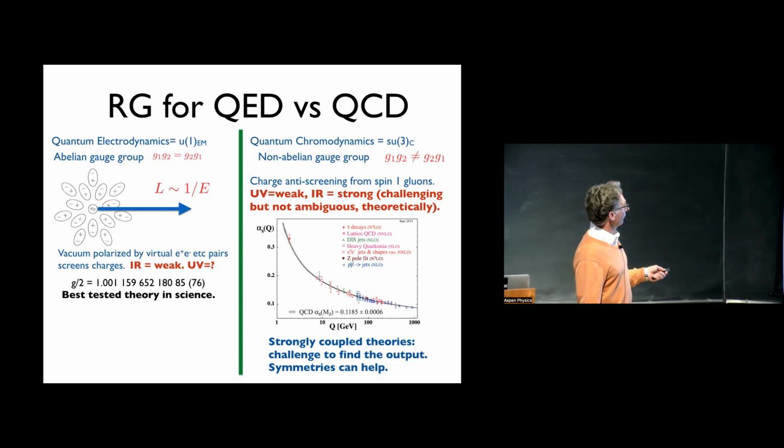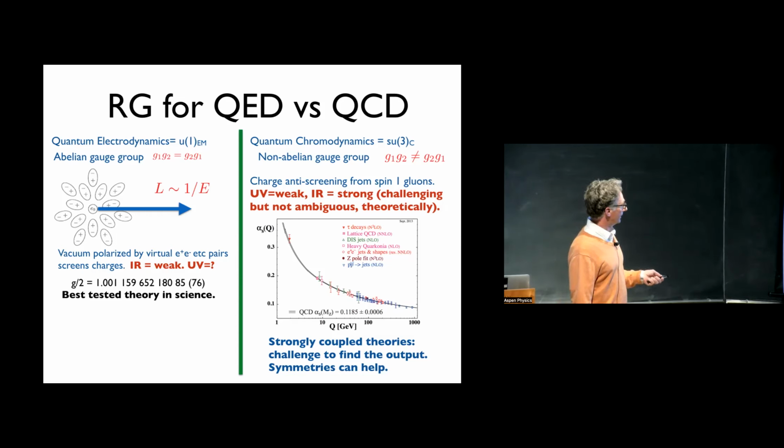If we have some charge, this charge can pop positrons and electrons out of the vacuum and polarize the vacuum. The effect is that as you go farther and farther away from the charge, the charge is more and more screened by the vacuum. The upshot is that the infrared theory is weakly coupled. So quantum electrodynamics is a theory that's infrared free. And if you go the opposite way, to the ultraviolet, there's a question mark about what happens there.